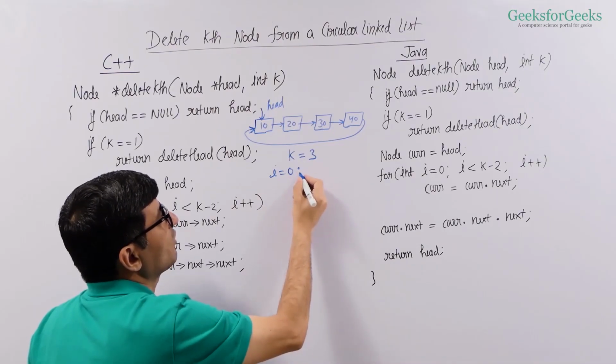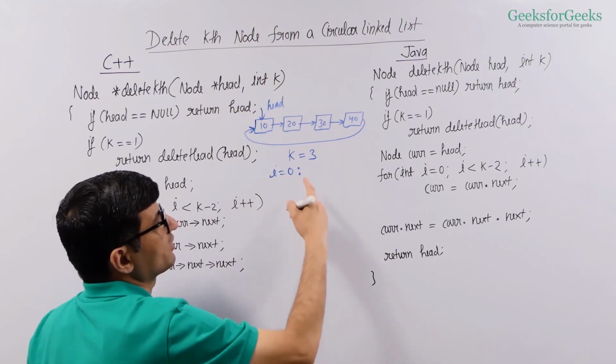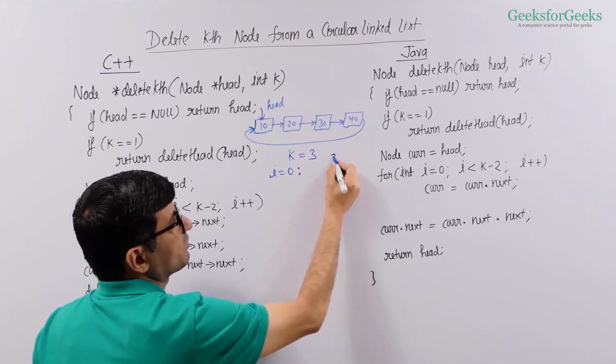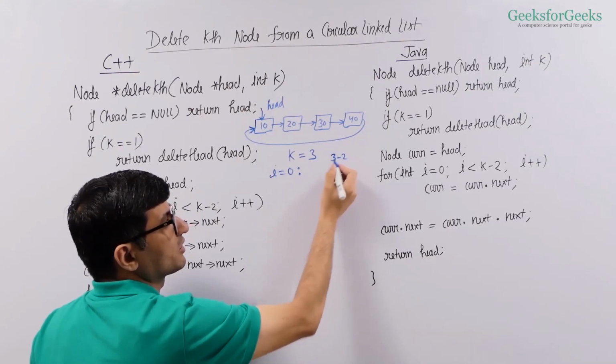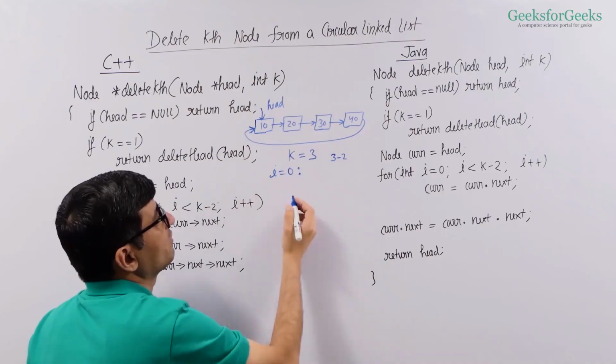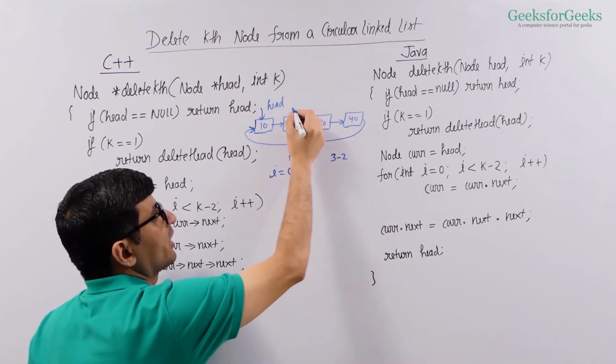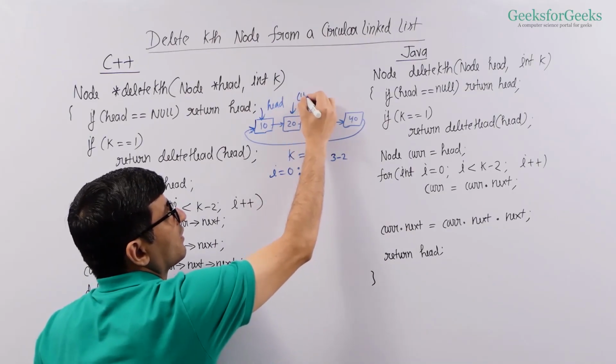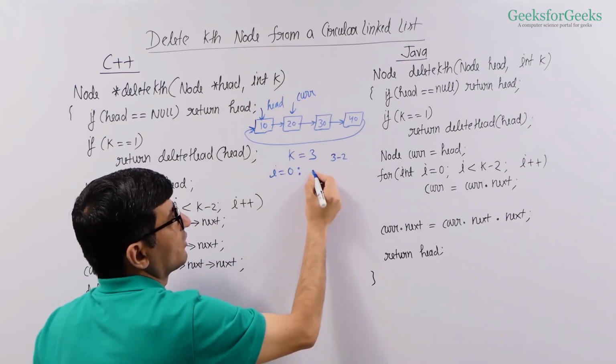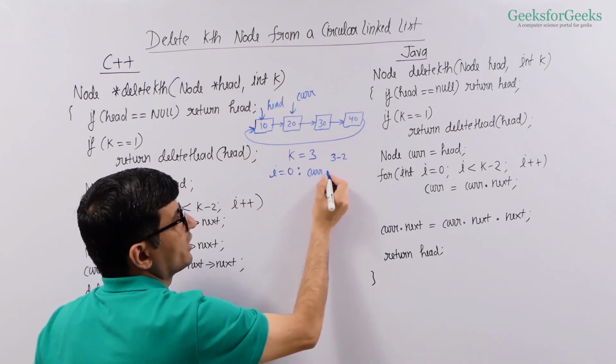So it will run for only i equal to 0, right? Because i should be smaller than 1. It should be smaller than 3 minus 2, which is 1. So it will run only once and your current will come here, right? It will run only once. Current will become current.next.